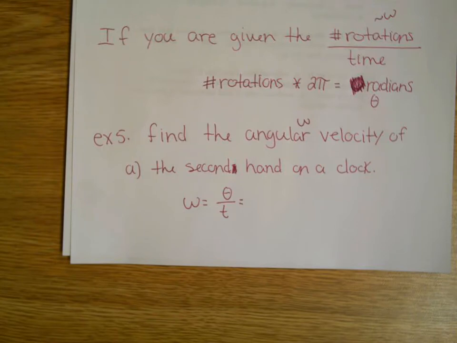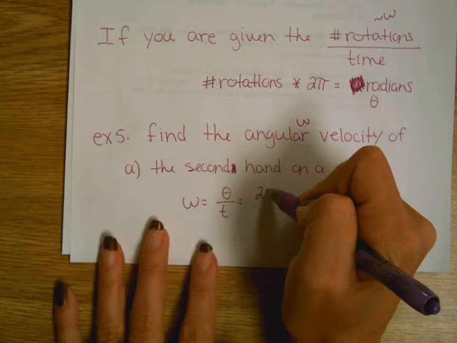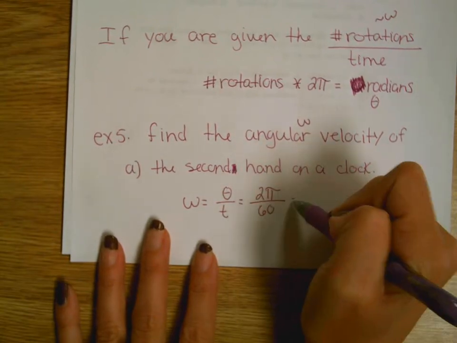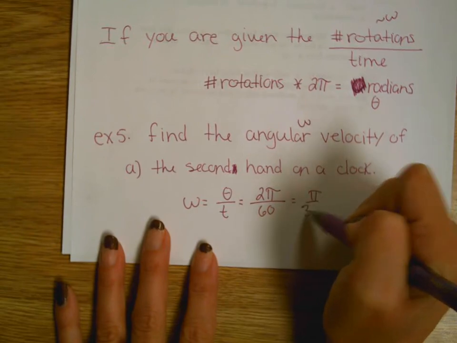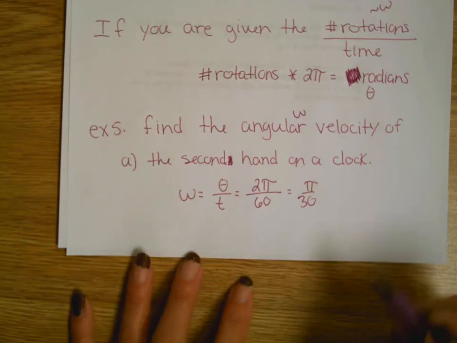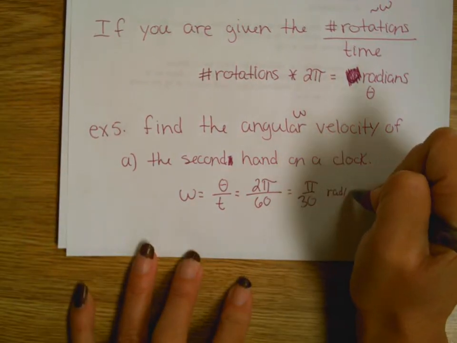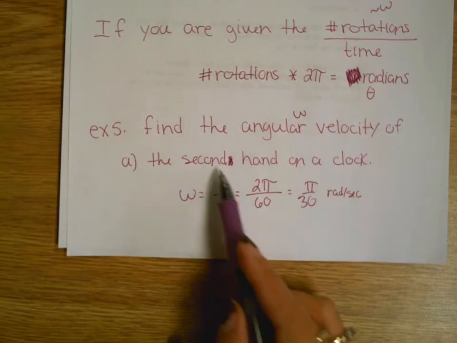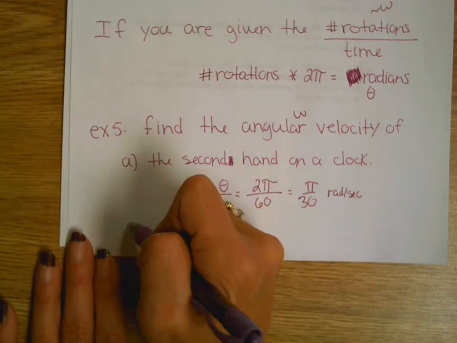So we can look at a full rotation. How many radians in a full rotation? 2 pi. How long does it take the second hand to go around? Turn that into a velocity. 2 pi radians takes how long? 60 seconds, so it's pi over 30. What's my label? Radians per second. So the second hand, we've got our angular velocity in radians per second.